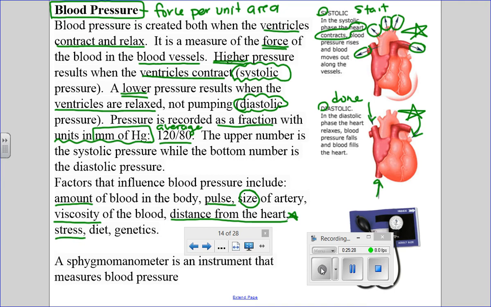Stress can affect your blood pressure. Now, if you have a lot of stress, what usually happens is your heart beats faster. Your diet can affect your blood pressure because it will very probably affect the size of your arteries. A diet high in cholesterol could cause buildup in your arteries, making them narrower, as well as genetic conditions.